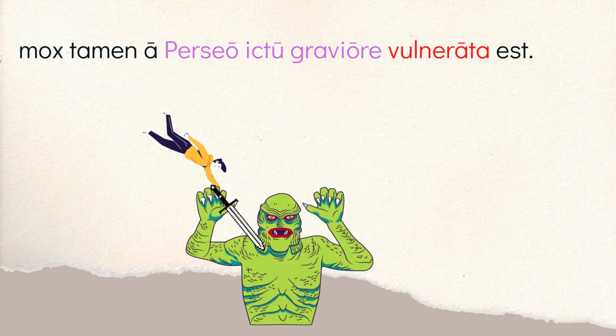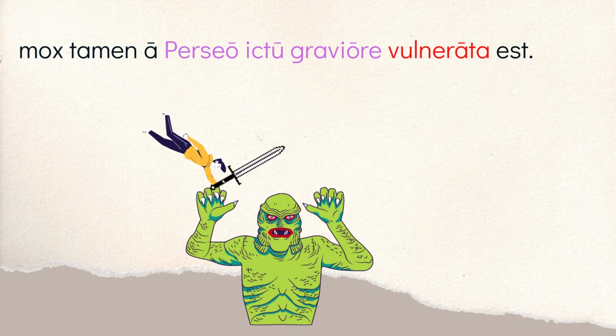Then you have mox tamen a Perseo ictu graviore vulnerata est. So soon, however, right, vulnerata est. And again, the vulnerata is going with bellua from the previous part of the sentence, the monster, right? It was wounded. It's perfect tense, passive voice. So it was wounded, graviore, seriously wounded. Or more seriously, you might say. It's a comparative use of the ablative here. So you might even say it was even more seriously wounded by Perseus, right? Or it was wounded with an even more serious ictu, strike, maybe is a good way to do it.